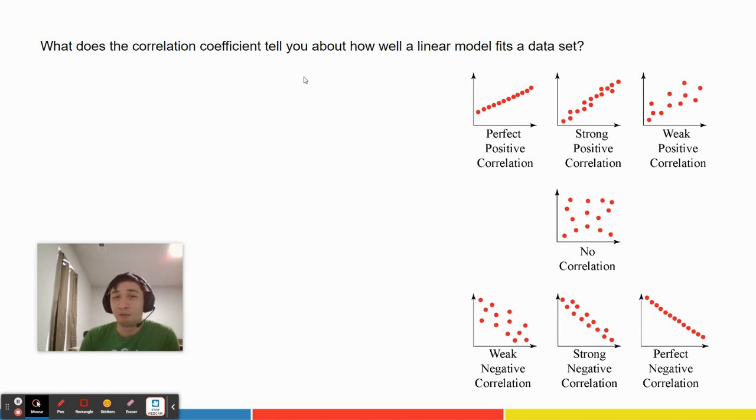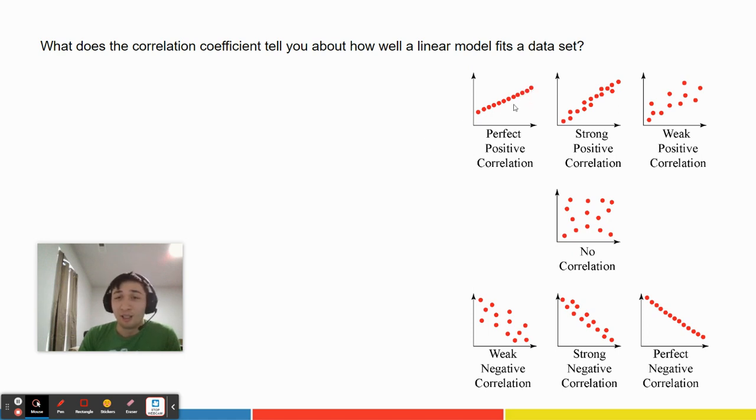So when you're talking about what the correlation coefficient is going to tell you about a linear model fitting your data set, well, the closer the correlation coefficient is to either 1 or -1, the better the linear model is going to fit the data set, because that means the data points are closer together. And if they're closer together, like you see in this perfect positive or perfect negative correlation, that means you got this really tight line that's very clearly going up or clearly going down.